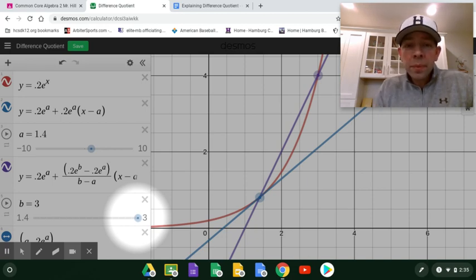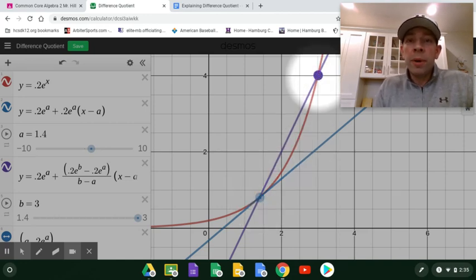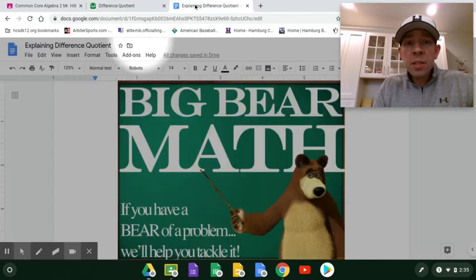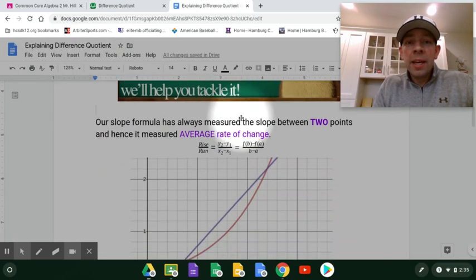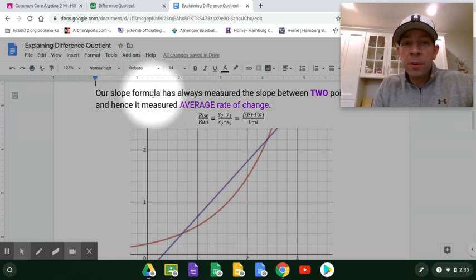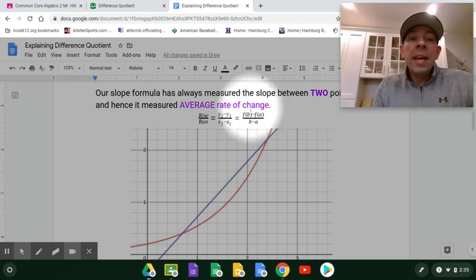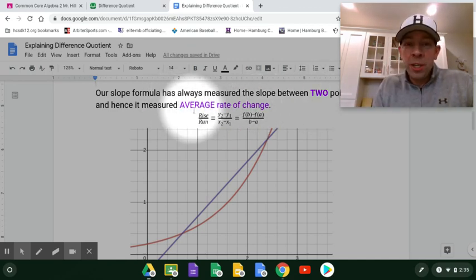A little terminology as we go forward. This is my fixed point right here. This is the point that I'm trying to find the instantaneous slope of. This point up here, we're going to call our floating point or our movable point. So coming back over here, up to this point in our math career, the slope formula that we're really comfortable with has always measured the slope between 2 points, emphasis on 2. And hence it's measured what we call average rate of change. It was always defined as rise over run, change in y over the change in x.